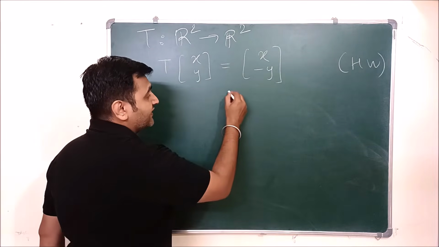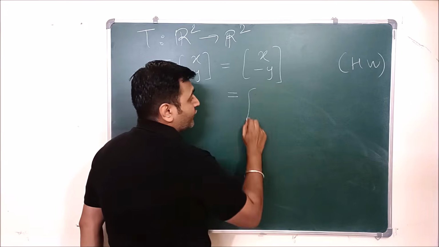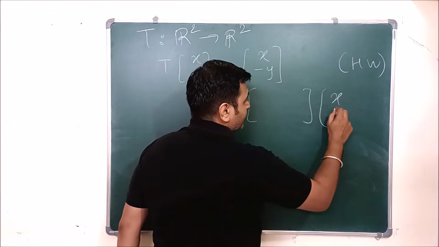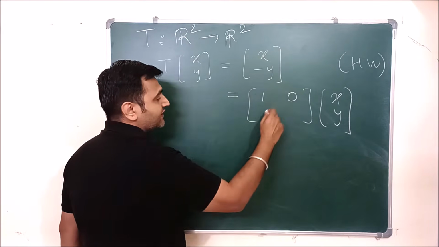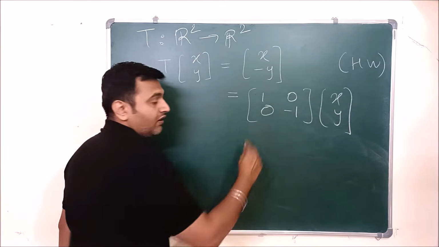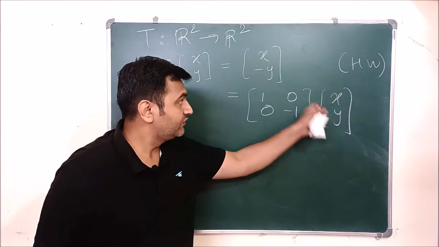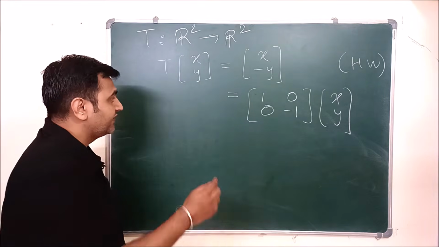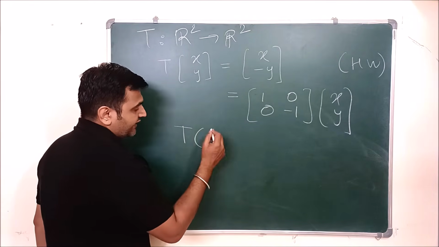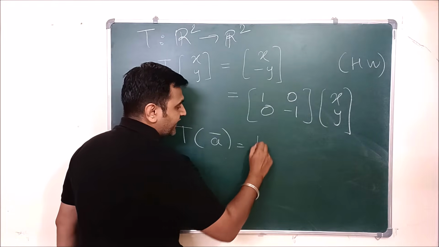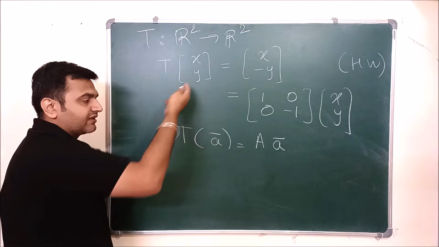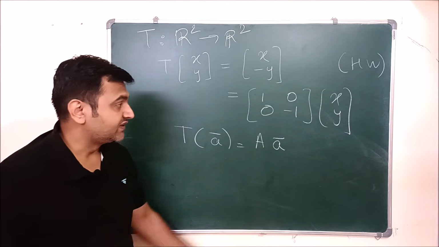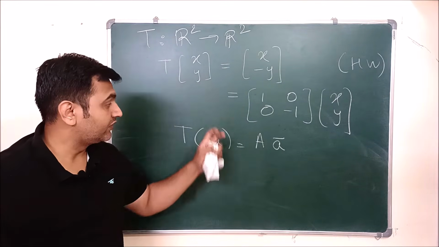Another way to write this is in terms of a matrix. Now if you observe, since there is x, I can write 1 0, and there is minus y, so I will write 0 minus 1. You do this multiplication, you get the same thing. So another way to write this is T of a bar equals A times a bar, where A is this matrix and a bar is a vector, say (x, y). So this is a matrix representation for this map.